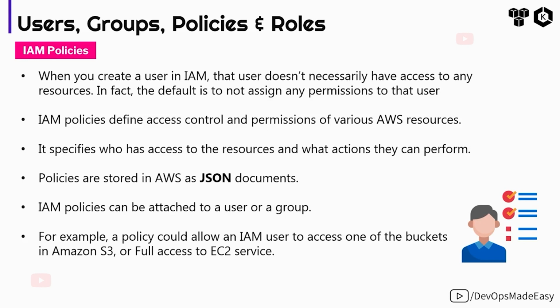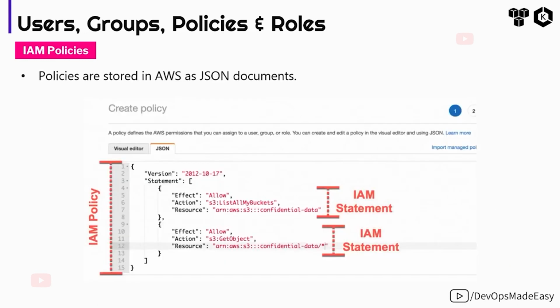And in AWS, these policies are stored as JSON documents. So you can easily modify these JSON documents, and it is also easy to understand the policies because they are represented in JSON format. And one more thing, an IAM policy can be attached to a group, or it can be attached individually to a user. Also, it can be attached to a role.